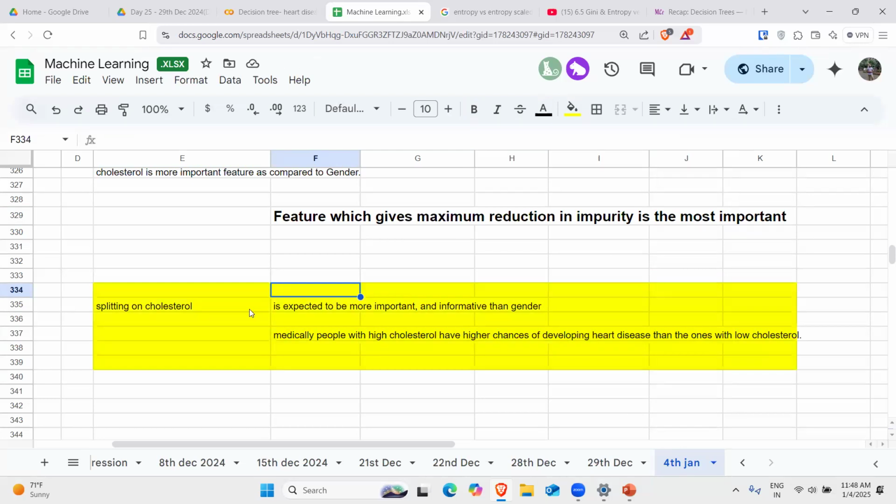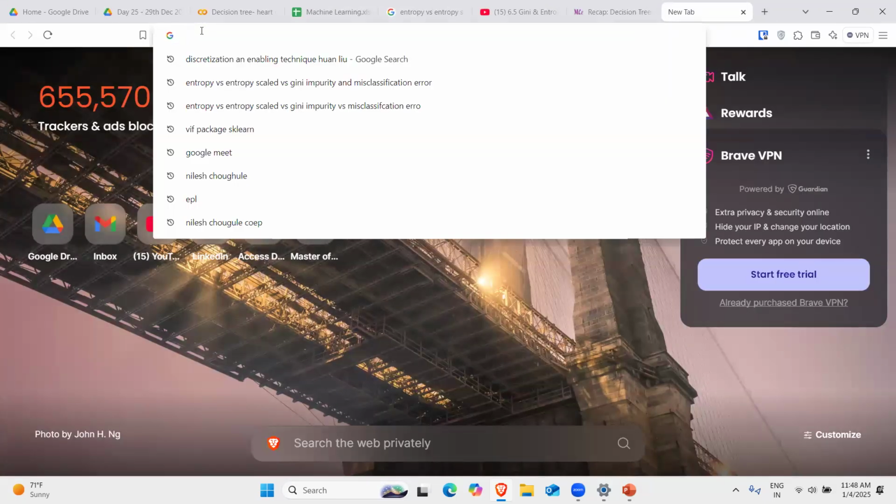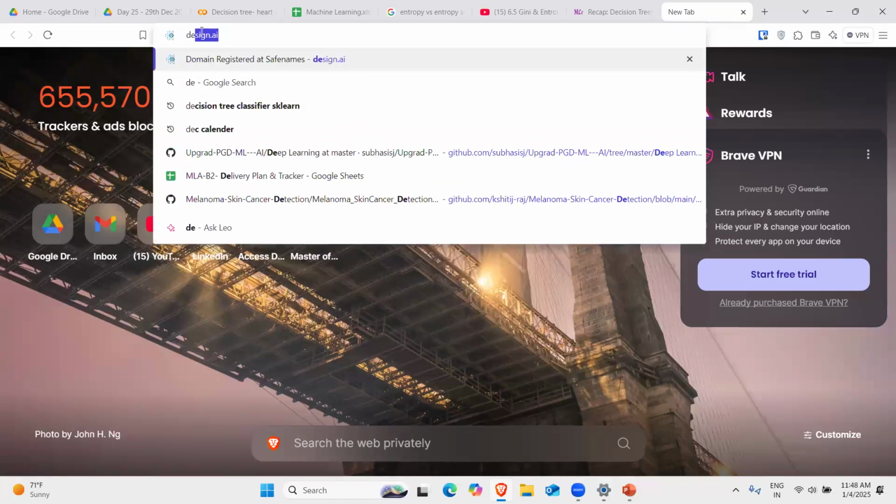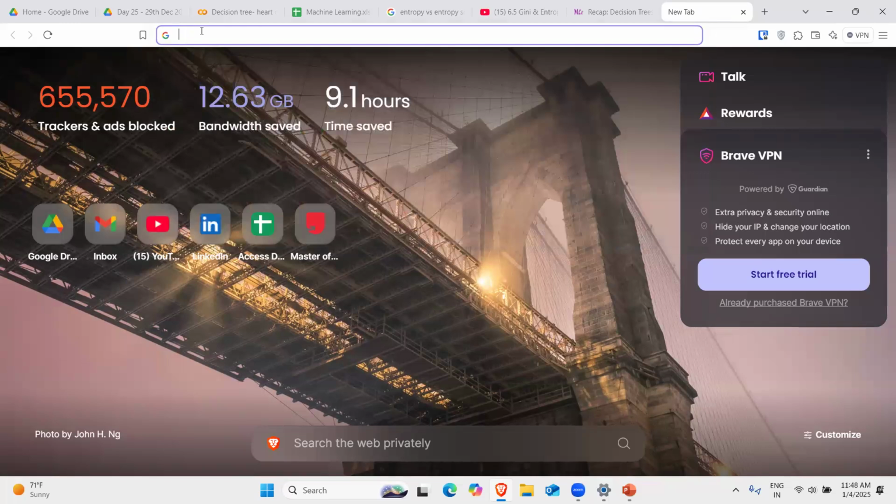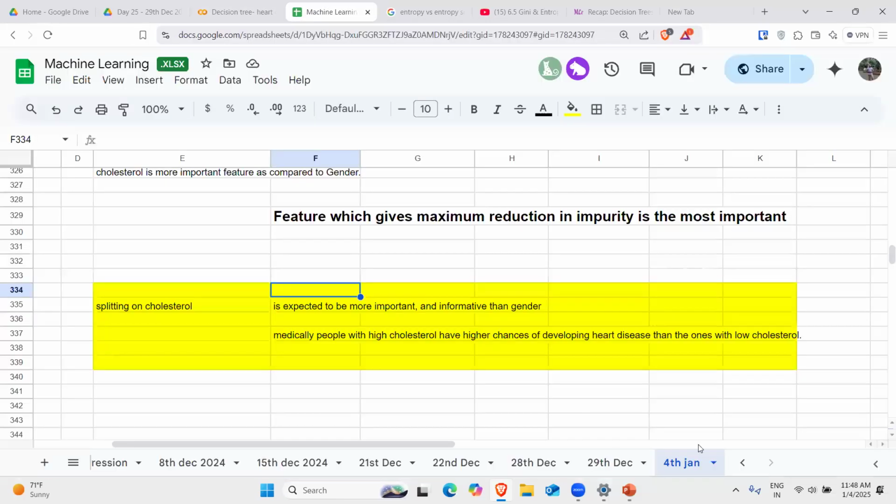Anyway, this calculation of information gain is not needed. We will not discuss that. Okay, let us discuss the next session agenda.